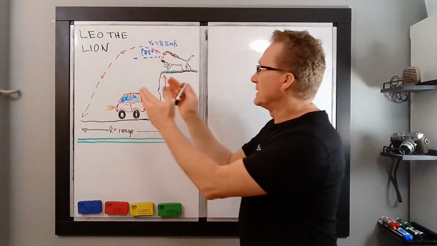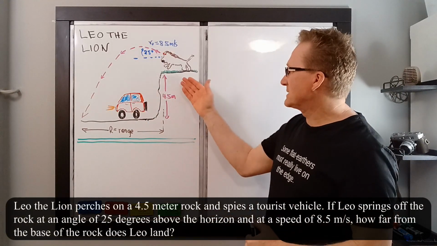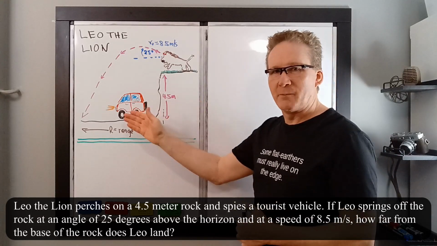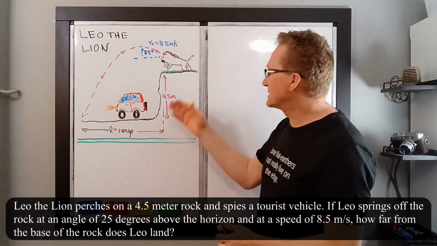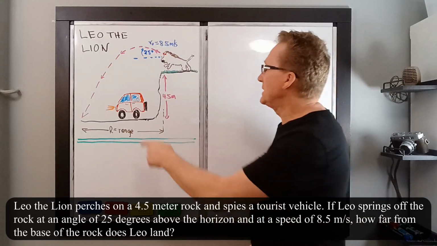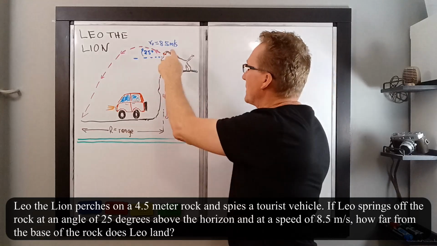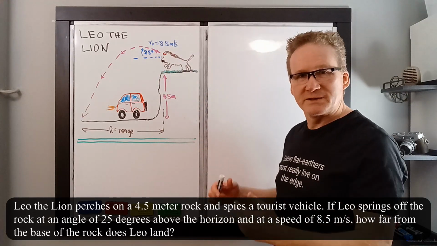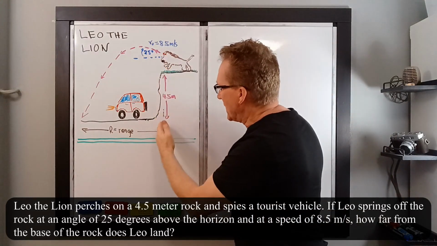This time we have the problem of Leo the lion. I have written out the question there for you, but basically this is Leo the lion who's sitting on his perch, which is 4.5 meters above the roadway, and he sees a human transport vehicle coming along, and he decides to jump and entertain the passengers and see how they react. So he does a jump at 25 degrees to the horizon, 25 degrees up from the horizon at 8.5 meters per second. We want to know, what's his range? How far does he land from this straight up and down here to here?